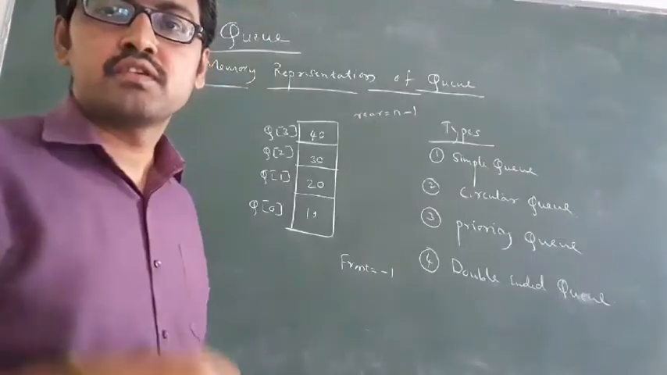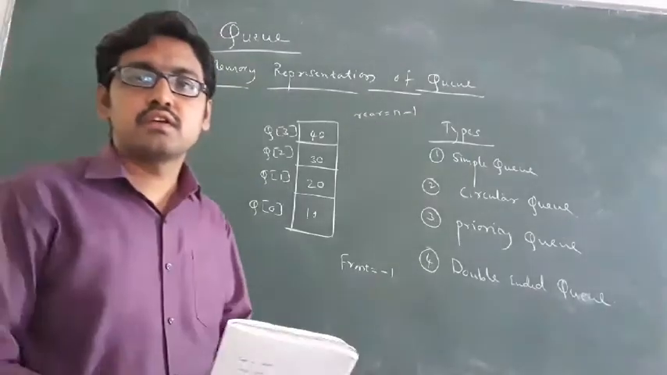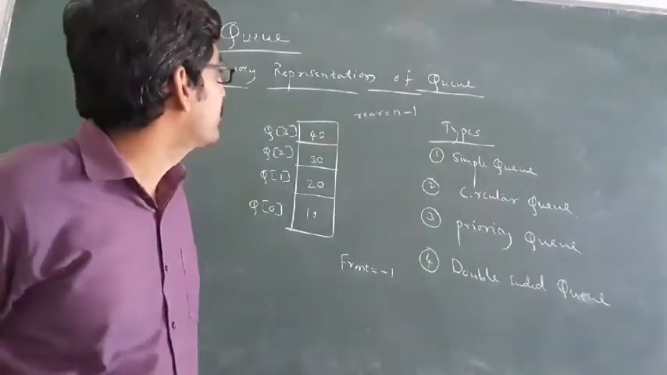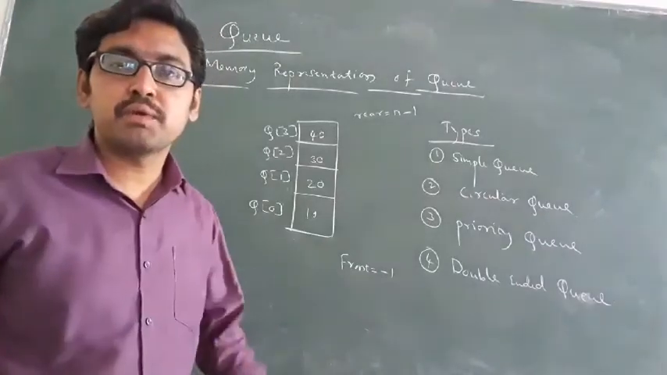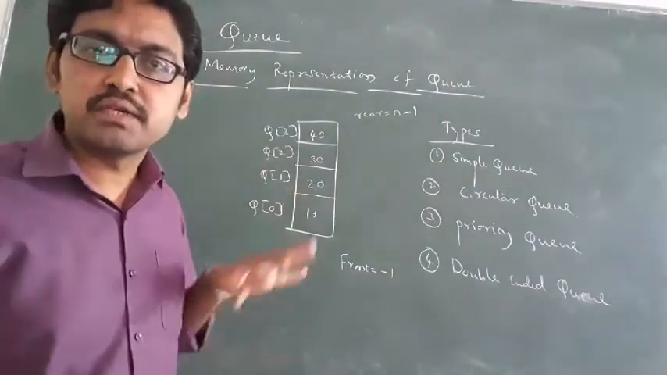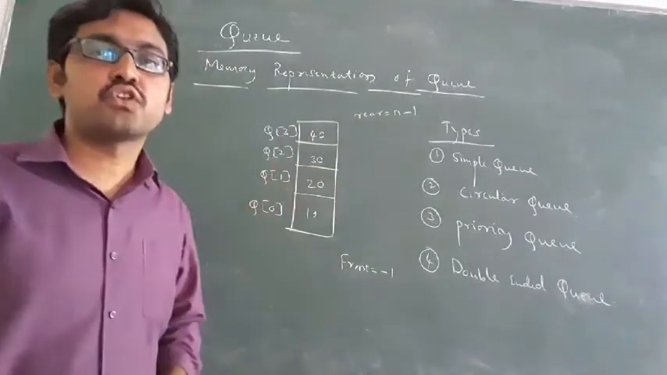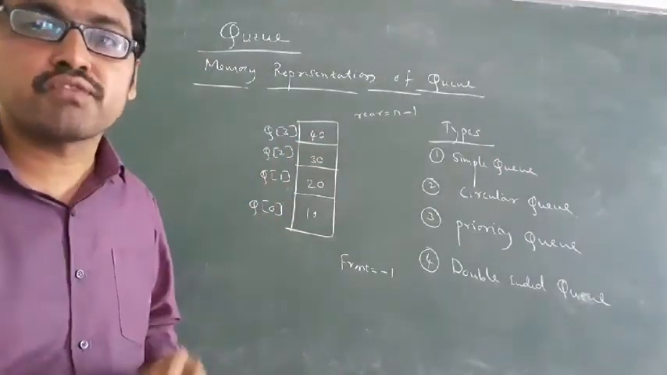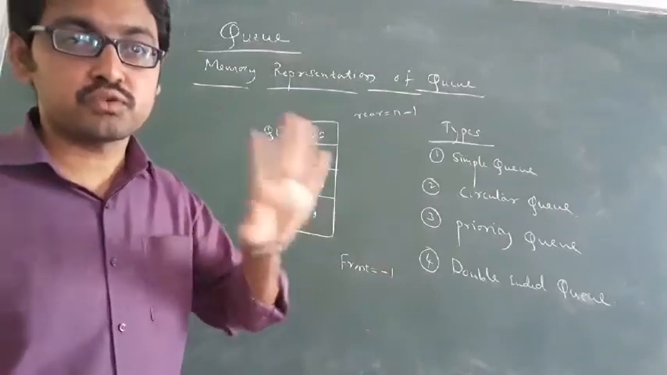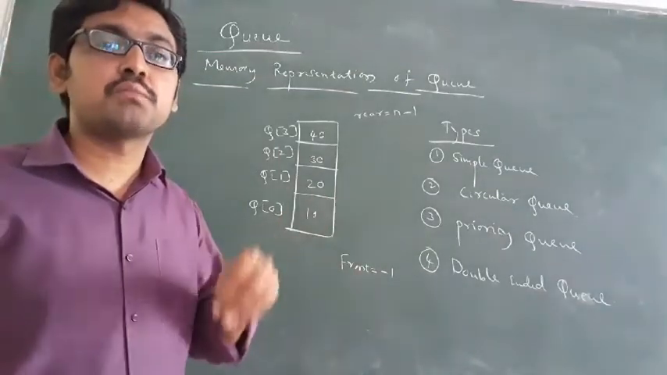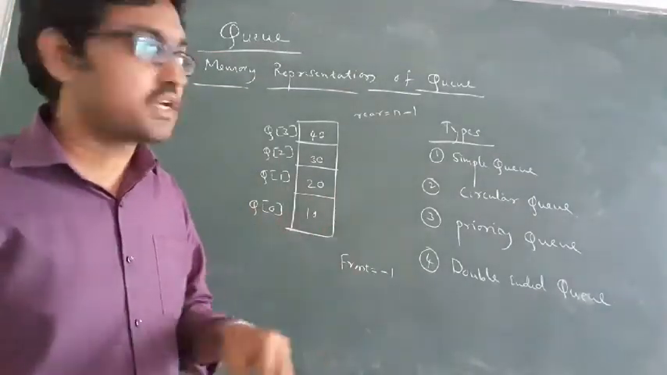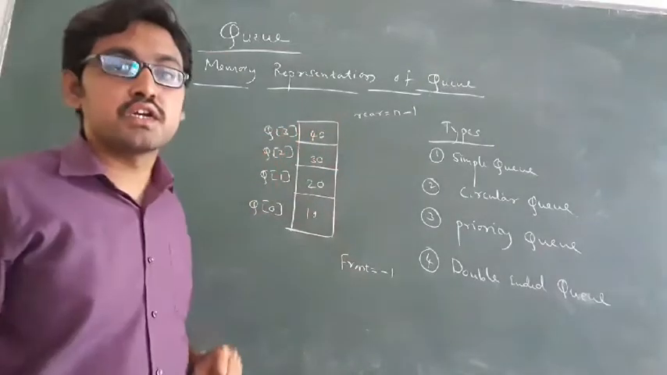memory representation of Q. You already know about the memory representation of a stack. Same like here, you also have a memory representation of Q. A 3 marks or 5 marks question will be asked to explain the memory representation of a Q. Memory representation means how the elements are stored in a Q. See how the elements are stored in a Q.